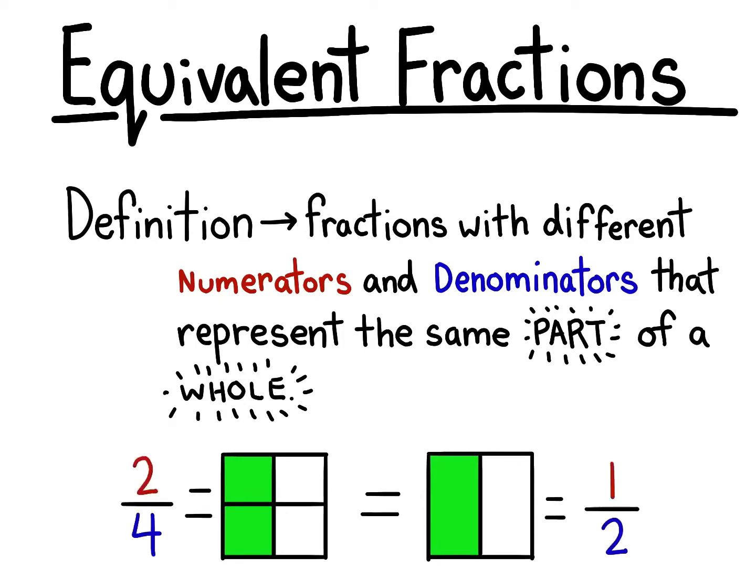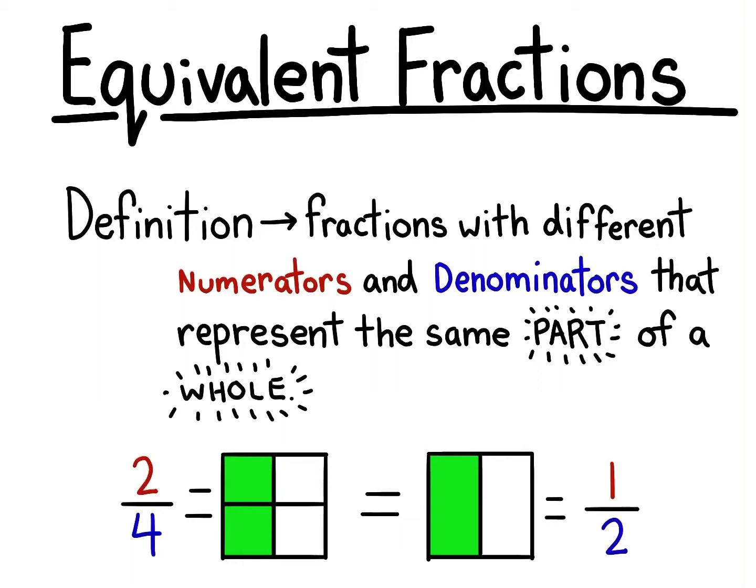Let's take these two squares for example. Each square represents one whole. The square to our left is broken up into 4 parts. Therefore, we know the denominator is 4. We've shaded in 2 of those parts. Therefore, our numerator is 2. That means our fraction representing that square is 2/4.